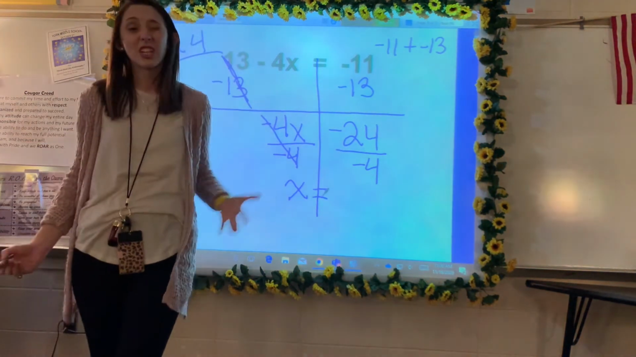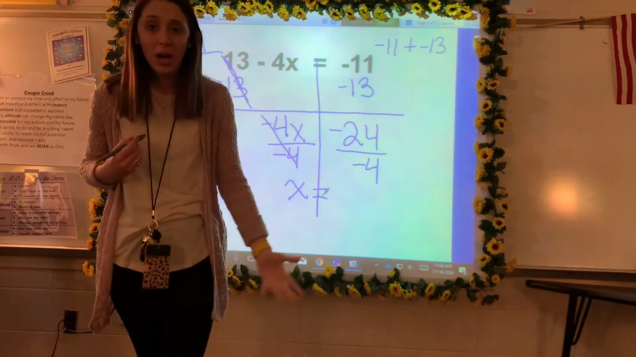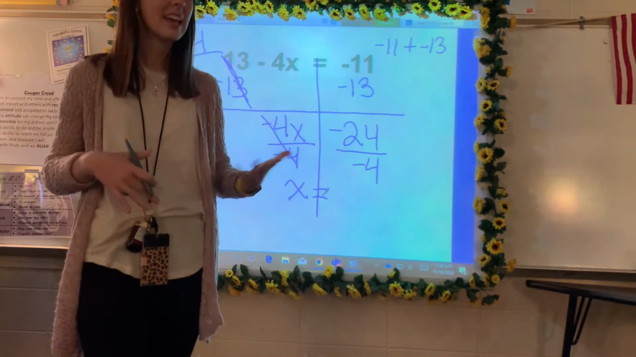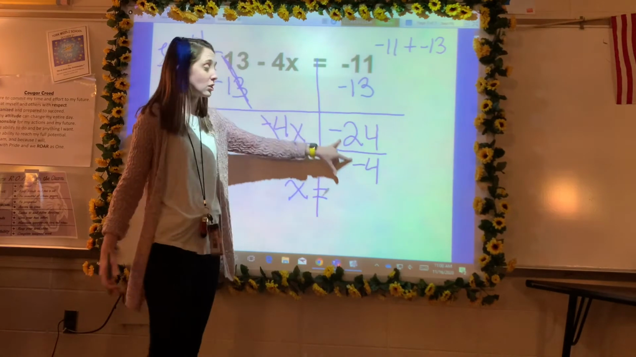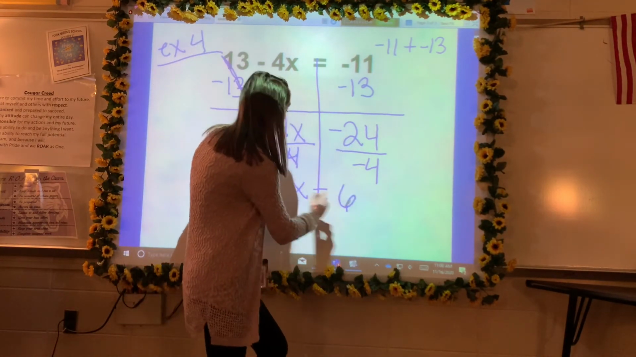So this goes back to your integer rules. You have to remember a negative divided by a negative is always going to give us a positive. Now if the signs were different, then we would get a negative. But in this case, our signs are the same. So now we're just gonna do 24 divided by 4. So x should give us 6.